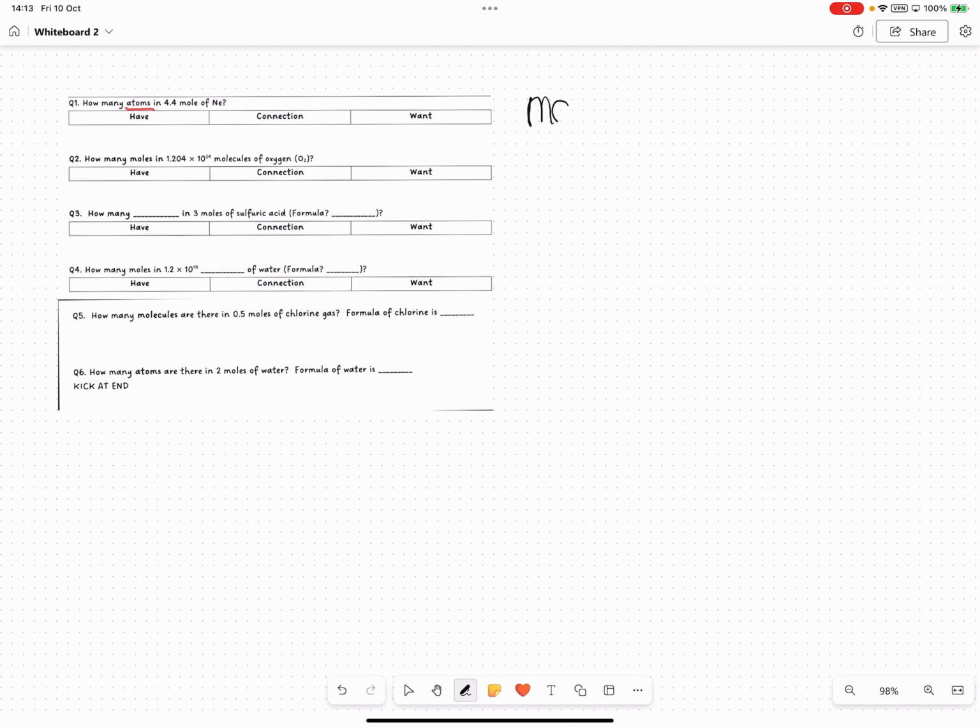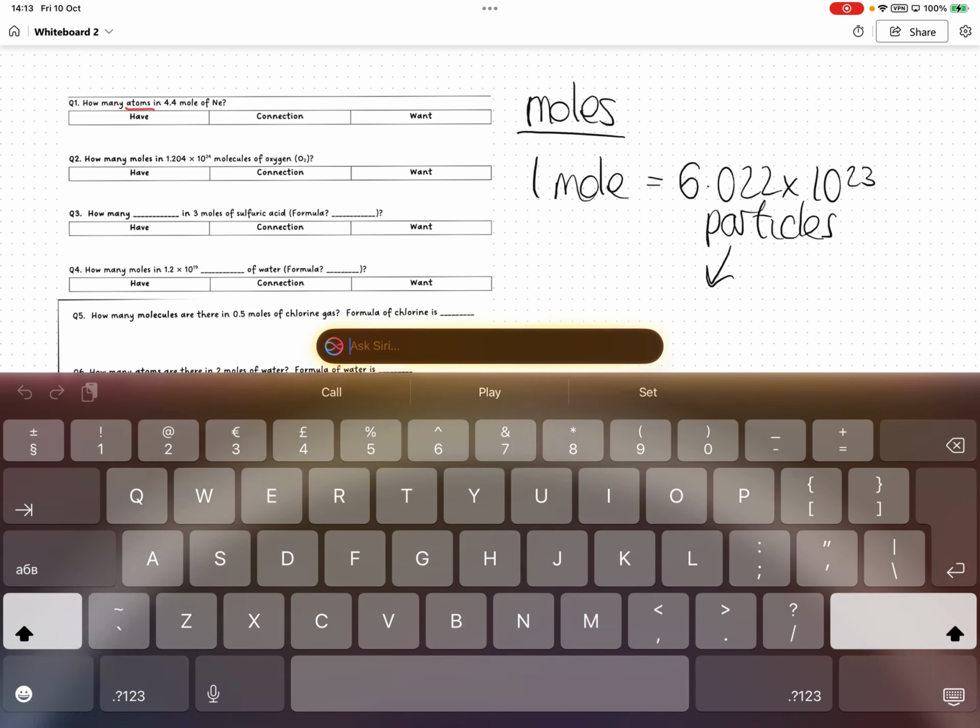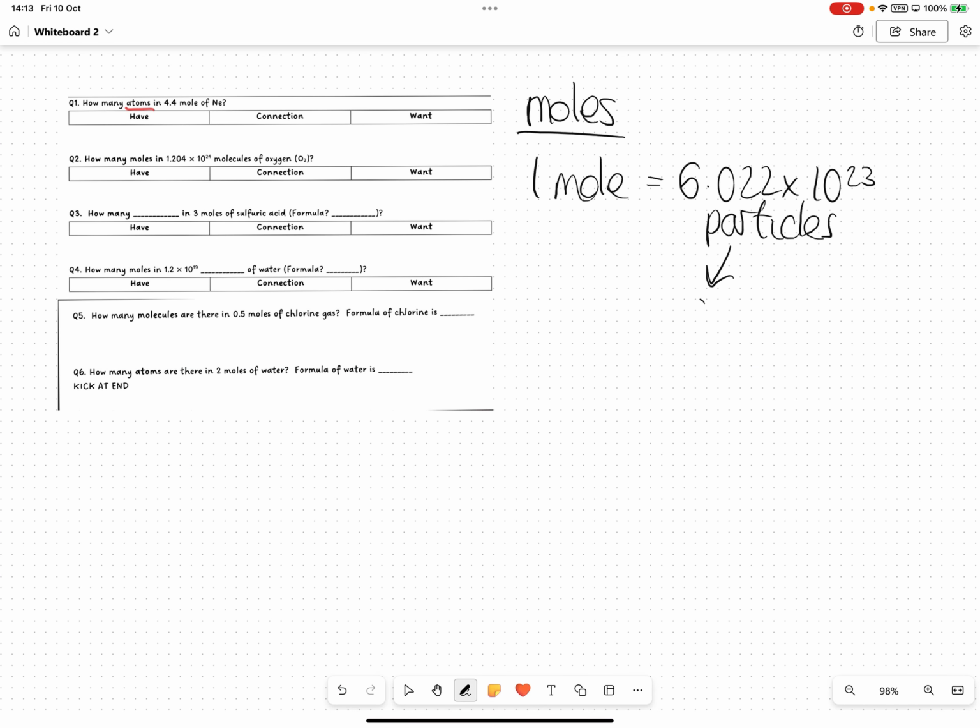So in this lesson, we have been learning about moles. We've learned that 1 mole is equivalent to 6.022 by 10 to the 23 particles. We've learned that these particles could be atoms, or these particles could be molecules.